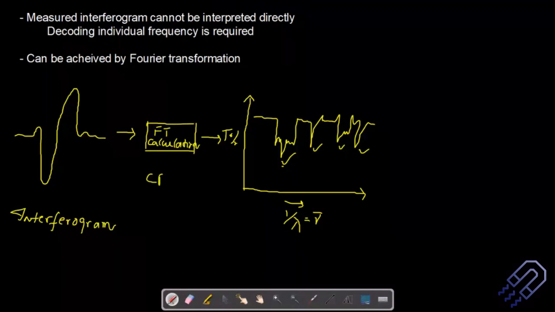This is your CPU, the central processing unit. And this is the Fourier transform spectrum. So maybe I can just write it down as Fourier transform spectrum.